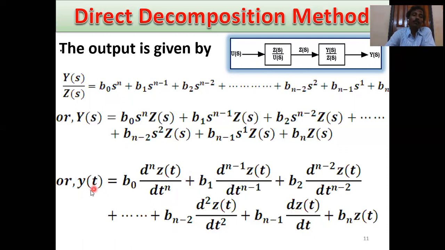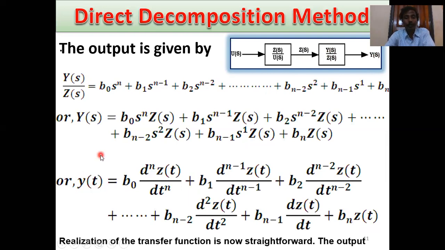Again, y of t equals output and z of t equals input. Here for the second block, Z(s) equals input, and this is the output, the final output Y(s). So calculate y of t or Y(s). Realization of the transfer function is now straightforward.